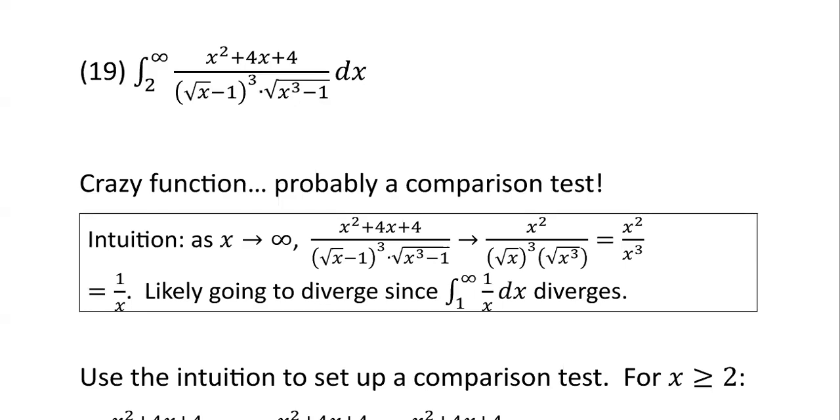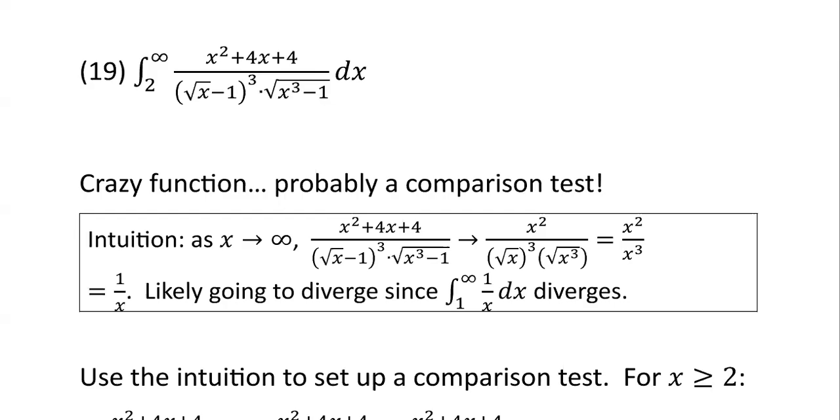Number 19, integral from 2 to infinity, (x squared plus 4x plus 4) over (square root of x minus 1) quantity cubed times the square root of x cubed minus 1, dx. This is a crazy function. You probably want to think of a comparison test.